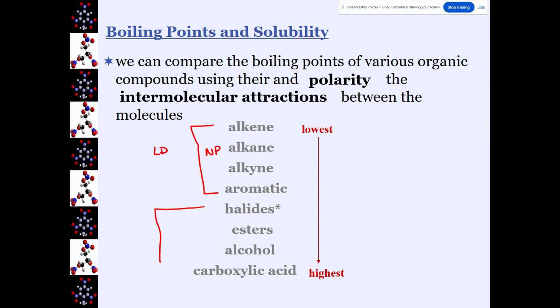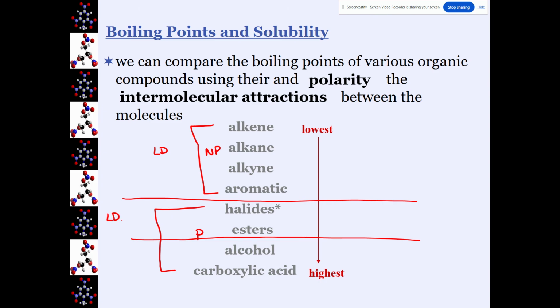These are all polar. Okay, but these two here have only London dispersion and dipole-dipole, whereas the last two have all three of the forces. Okay, so all of these were polar, but only halides and esters have London dispersion and dipole-dipole as long as the halide is polar. The alcohol and acid also has hydrogen bonding. Okay, so when you're given a list of molecules, you basically have to memorize this. This is the order of your boiling points.